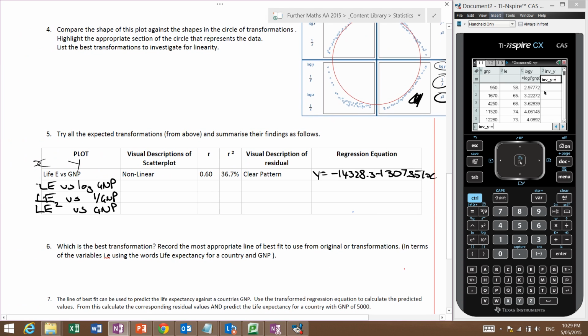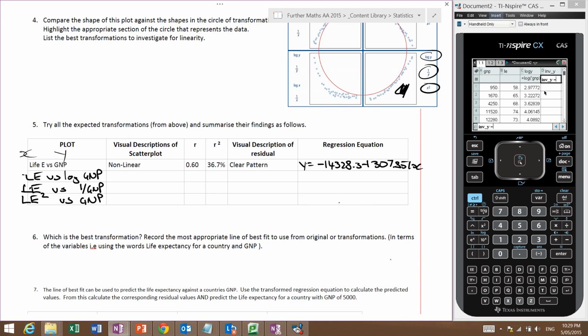Okay, so what we're going to put here is 1 divided by, again, we want to set the variable, and the variable is going to be GNP, and we're going to go enter. There's our values again. And the last one we want to pick is x squared.